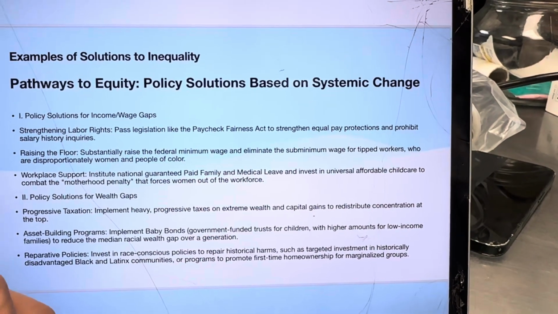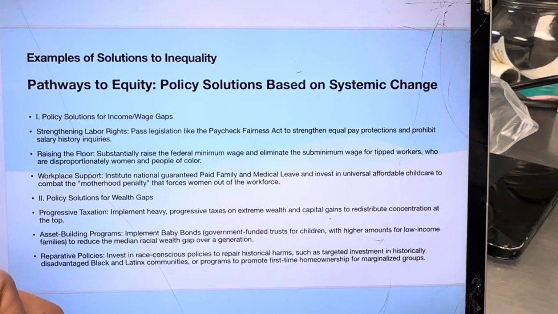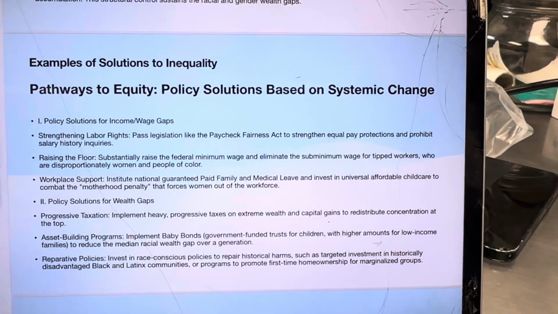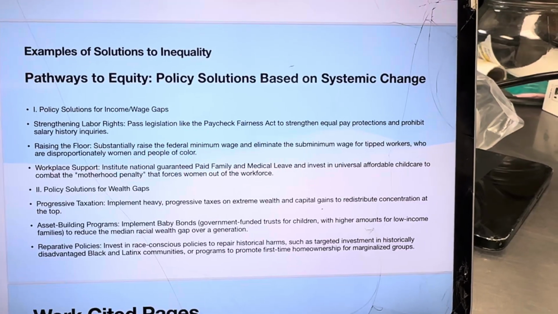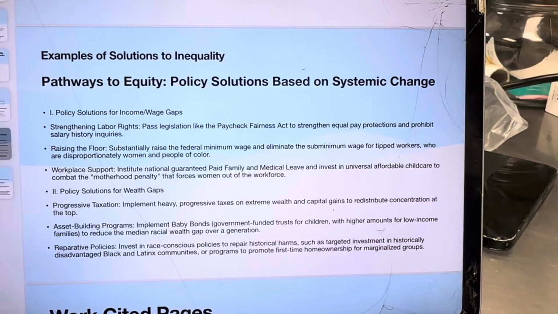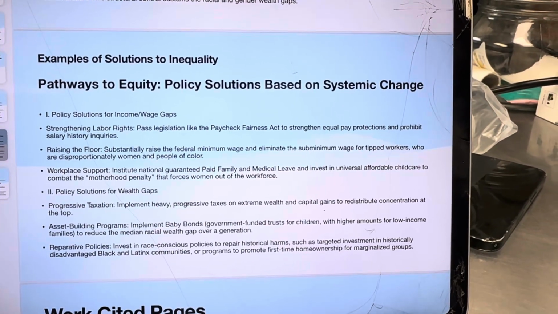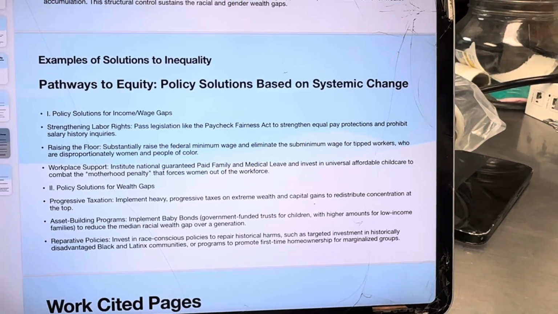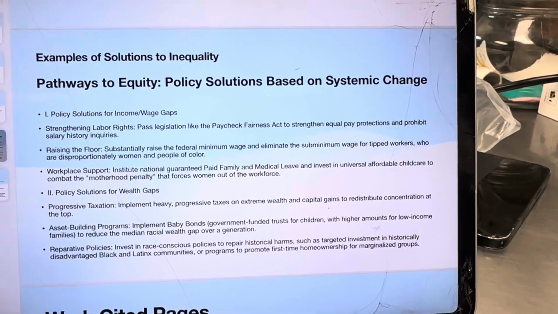Workplace support: institute national guaranteed paid family and medical leave, and invest in universal, affordable child care to combat the motherhood penalty that forces women out of the workforce. Progressive taxation: implement heavy progressive taxes on extreme wealth and capital gains to redistribute concentration at the top. Asset building programs: implement baby bonds, government-funded trusts for children with higher amounts for low-income families to reduce the median racial wealth gap over a generation.